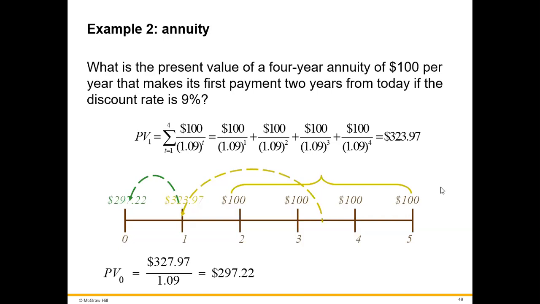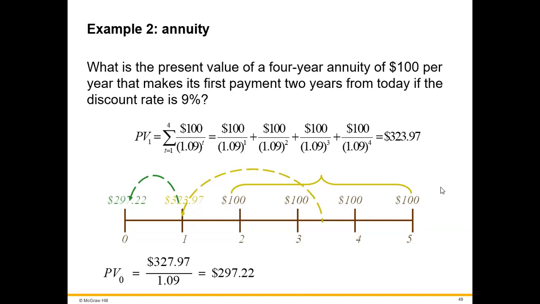1111.1111. So after all of that, the present value of those 4 $100 payments received at the end of each year for the next 4 years would be $323.97. Now, it's saying, well, wait a second. That's your 4-year annuity. You're not going to receive that first payment until the end of year 2.